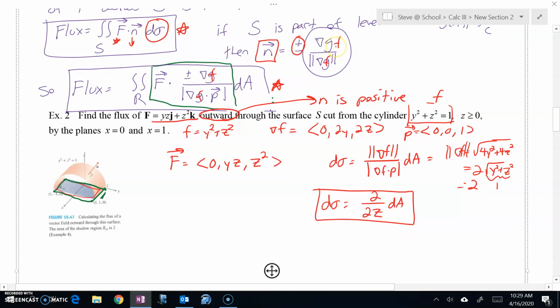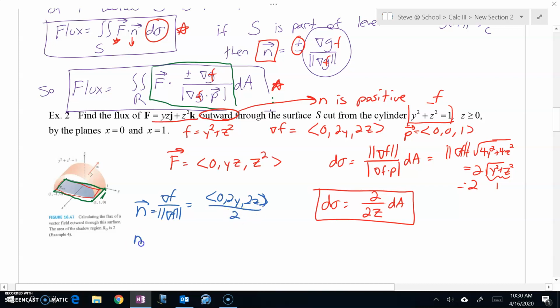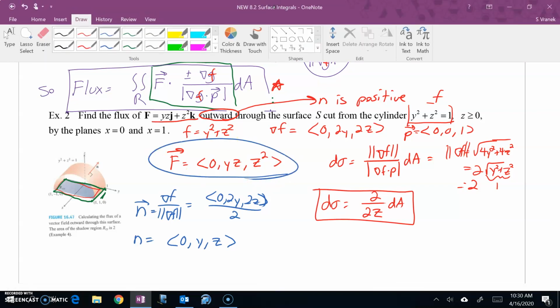N is just the gradient over the magnitude. So I'm going to change colors for N. N is just the gradient of f over its magnitude. So if I do the gradient of f, I have this vector, divided by its magnitude, which we already found was 2. So N is the vector 0, y, z. And it's going to be positive because, again, we're outward. So now I have N and I have f. F is already given right here. So now we can set up this flux integral.